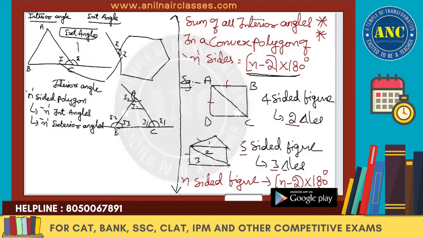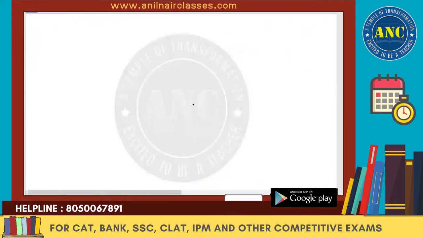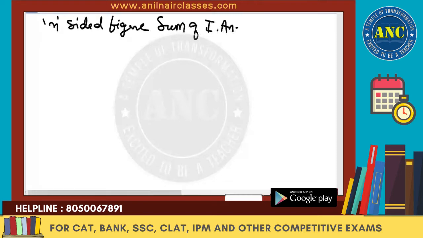The sum of all interior angles in a convex polygon of n sides is given by n minus 2 into 180. For an n-sided figure, the sum of interior angles is n minus 2 into 180 degrees.